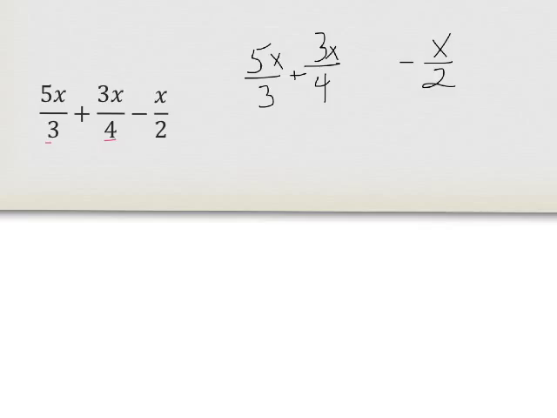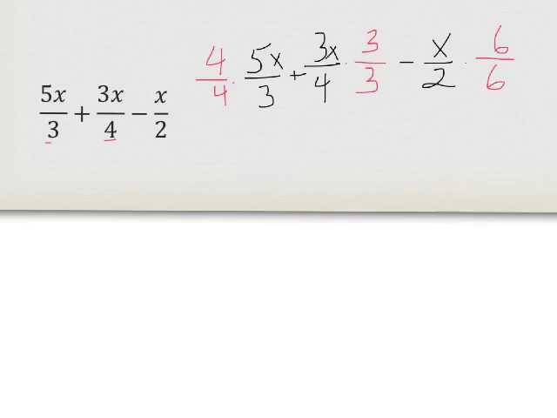So how do I get from 3 to 12? Well, I have to multiply by 4. So I'm going to multiply this first term by 4 over 4. Okay? And then how do I get from 4 to 12? Well, I have to multiply by 3. So I'm going to multiply this term by 3 over 3. And how do I get from 2 to 12? I have to multiply by 6. So I'm going to multiply this by 6 over 6.